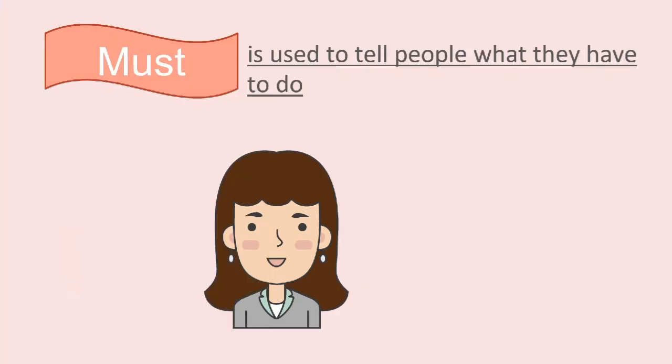Okay, here it is. Must or mustn't, we use to tell people what they have to do. What they have to do. Yeah, in Bahasa we call harus. Yes, that's right. What they have to do. Okay, so look at here the example.